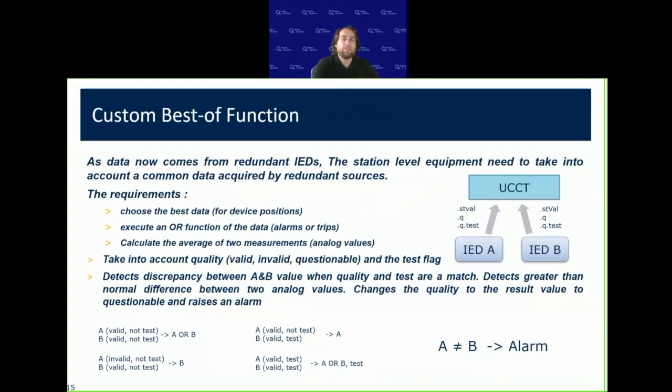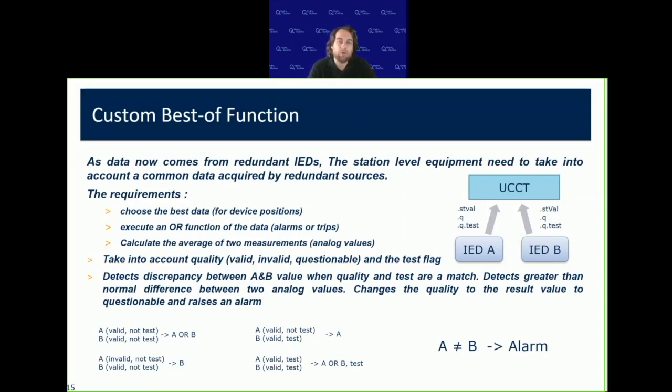As I talked about as well, we had redundant IEDs pretty much everywhere, and operation-wise, most of the time the operators do not want to have redundant information displayed on screen if it is unique information. Let's take the example of a circuit breaker alarm. This alarm, there's only one alarm. It's just acquired by redundant IEDs. So within the station level, we have custom best-of functions. I say functions because depending on the type of data, we're going to merge both pieces of information into one.